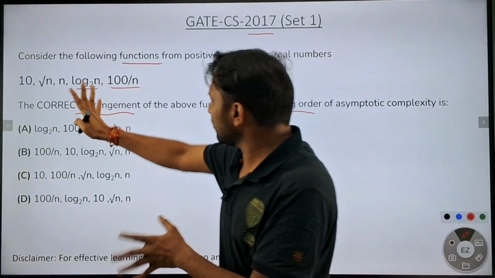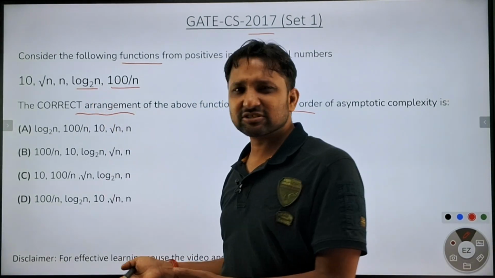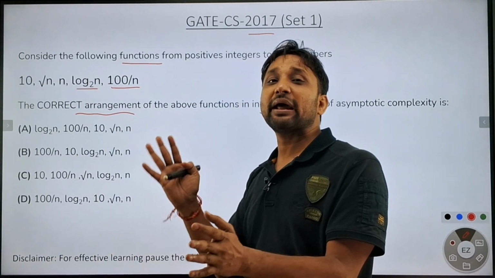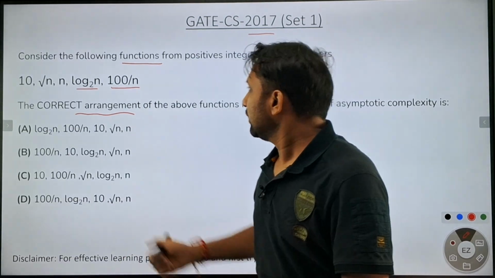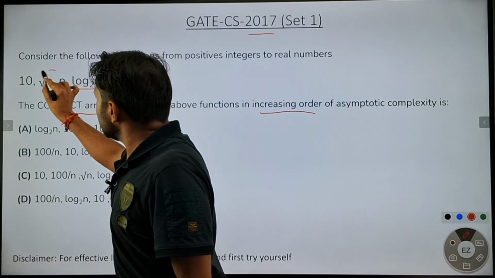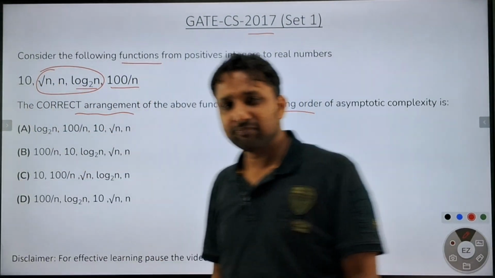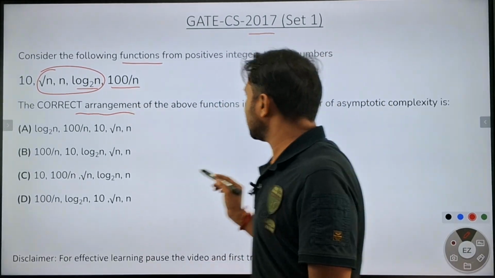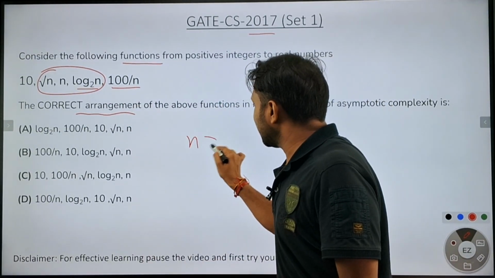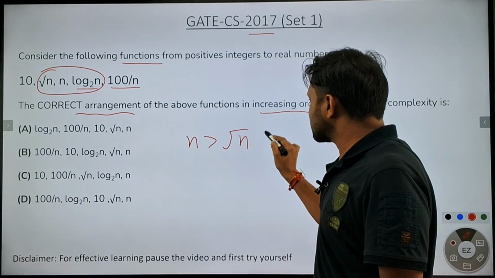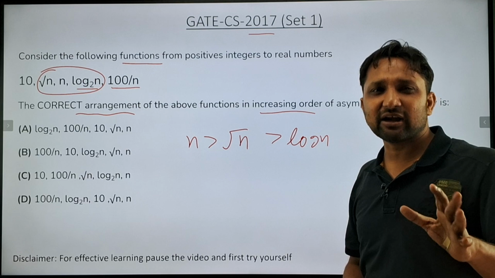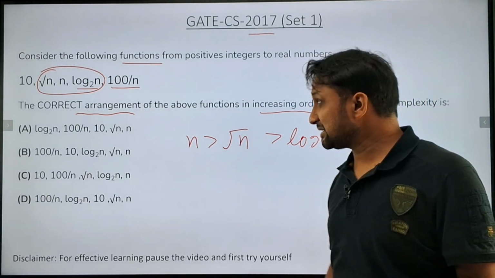Whichever you can compare easily, first you can compare those, and then those which you cannot compare, you can apply the informal method. This function you already know from the chart, the chart which I showed you in the first slide. You know that n is greater than root n and root n is greater than log n. So please remember that chart. That chart will make your life easier.